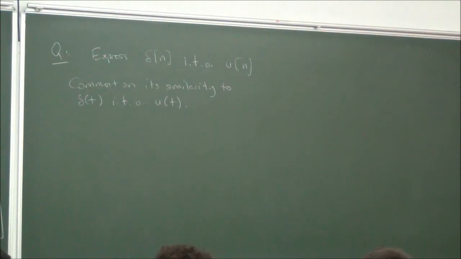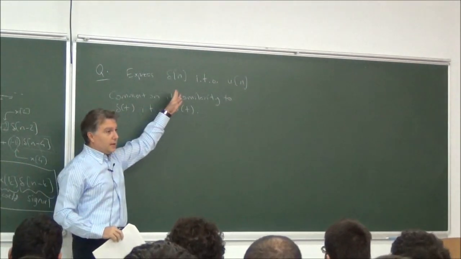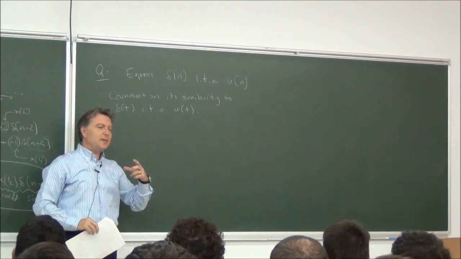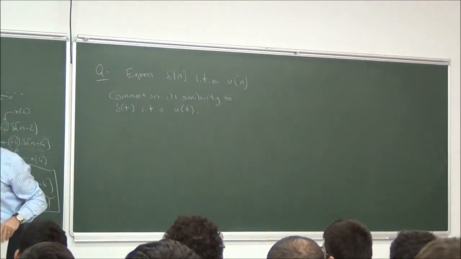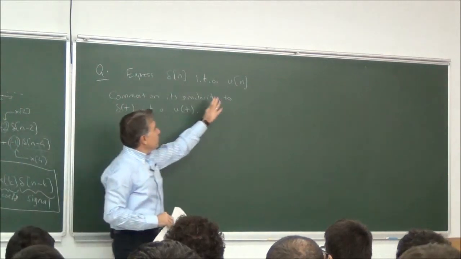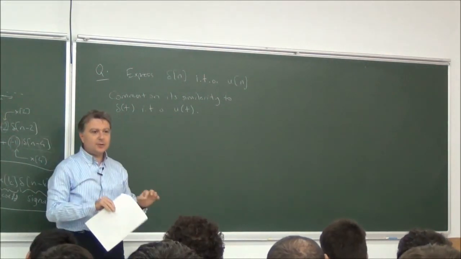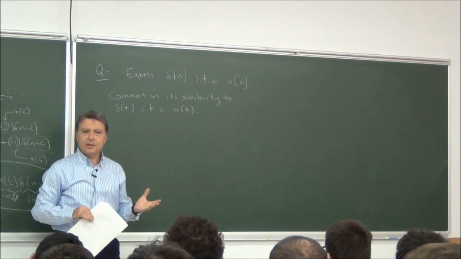The question is as follows. Express delta of n, which is the unit sample or unit impulse in discrete time, just a simple one, in terms of u of n. Write it in terms of u of n. That's trivial. It must be trivial.